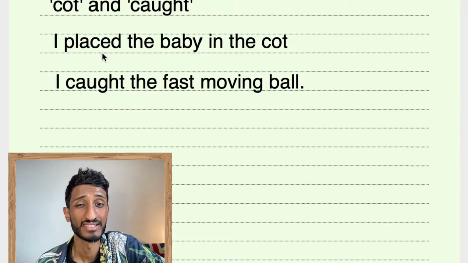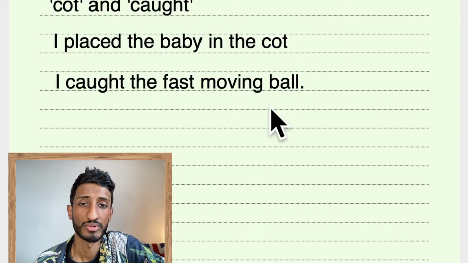I placed the baby in the cot. So notice baby turns to baby. Bay. Notice that, so that's quite a British sound there. Baby. I placed the baby in the cot. And then let's read this one in the British accent.